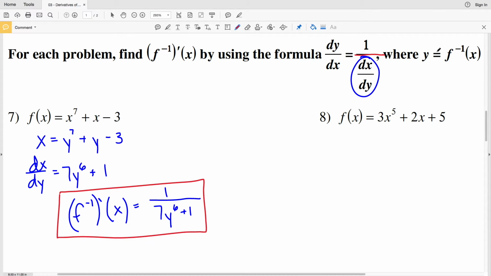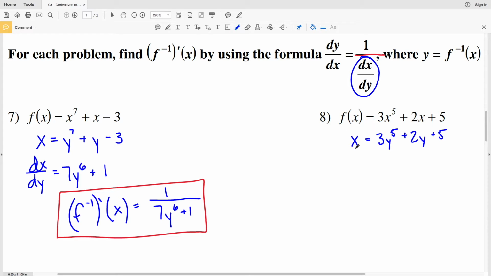So again, in number 8, if y is equal to the inverse function of x, in order to solve for the inverse function, we usually start by substituting y in for f of x and then switching. So when we switch, we're setting y equal to the inverse. So we'll have x equal to 3y to the 5th plus 2y plus 5. Again, that's us setting y as the inverse function of x. And usually from here, we solve for that y to get our function in inverse notation. However, because we're using this formula, we're just going to find the derivative of x now with respect to y.